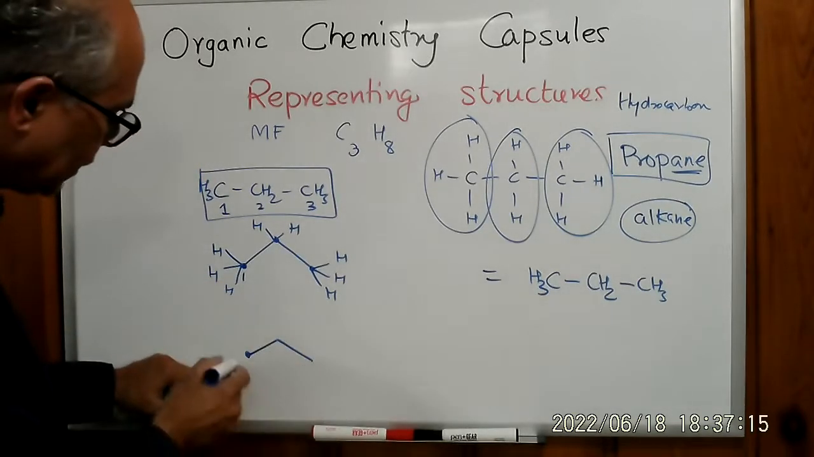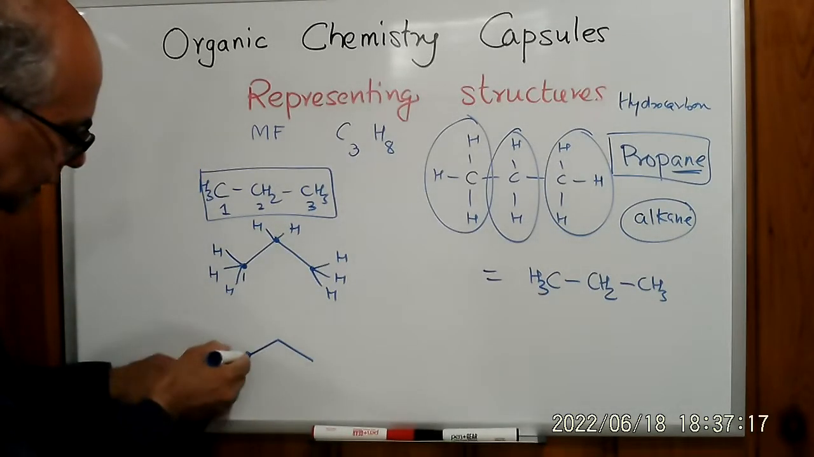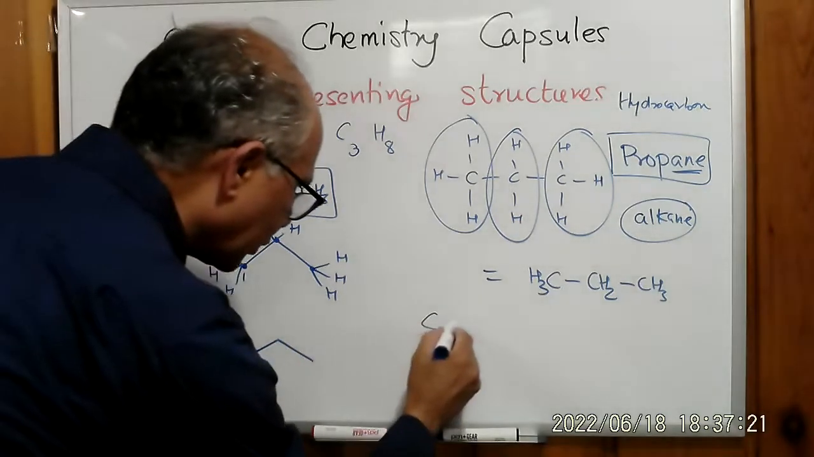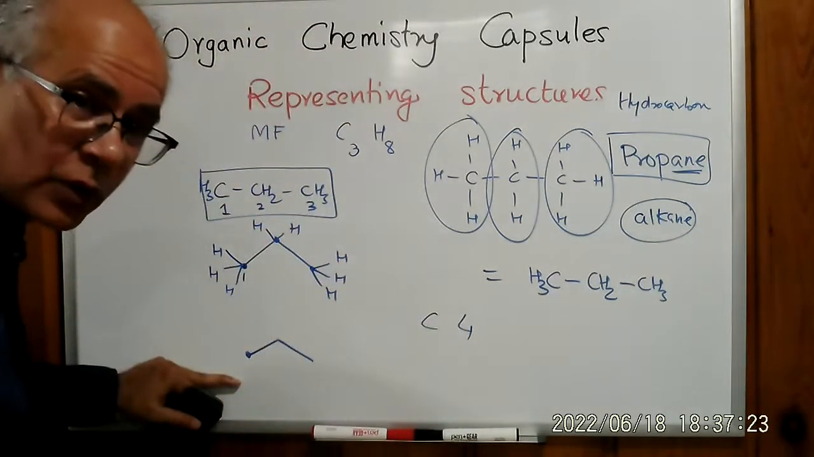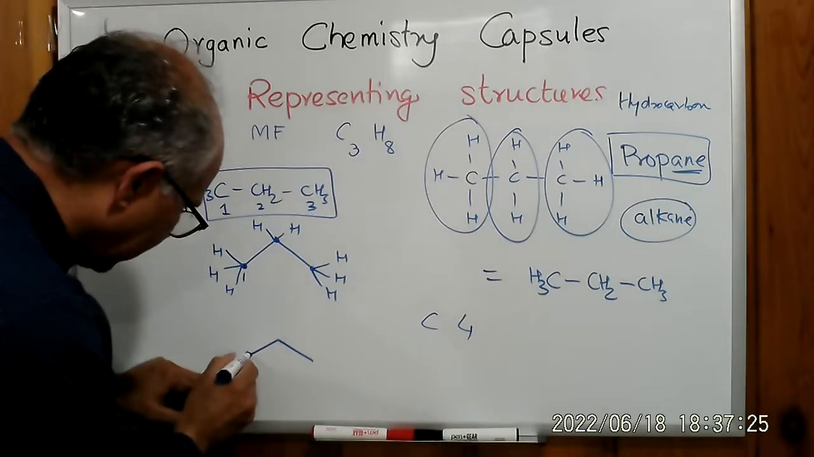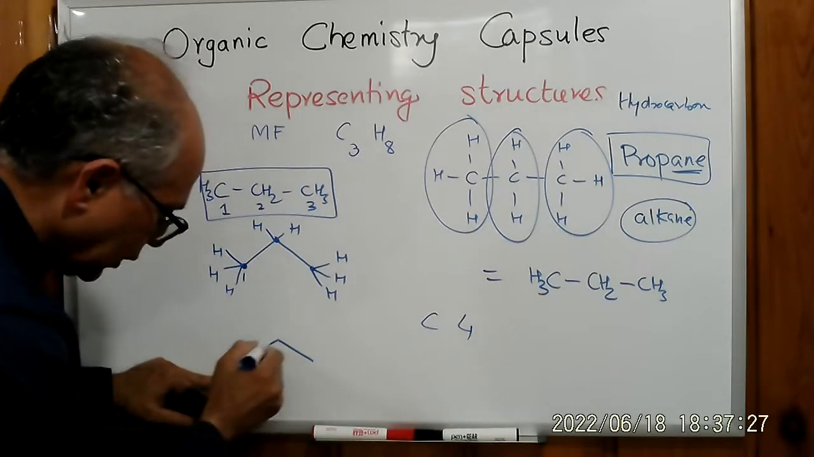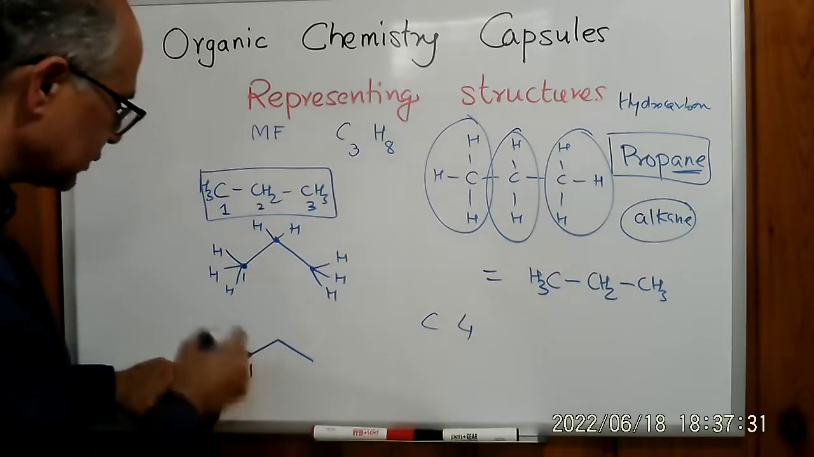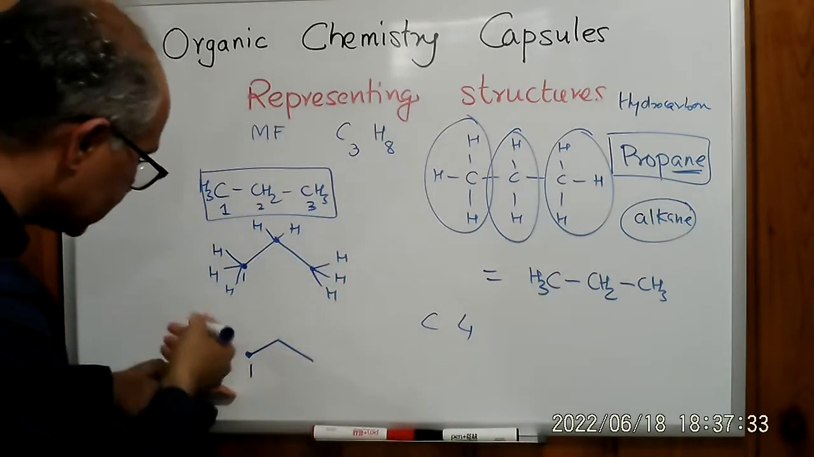It's understood that this carbon has 3 hydrogens because this carbon has only 1 bond. Every carbon forms 4 bonds. This carbon here, you see 1 bond, so the 3 bonds are assumed to be with hydrogens. Presumed to be with hydrogens.